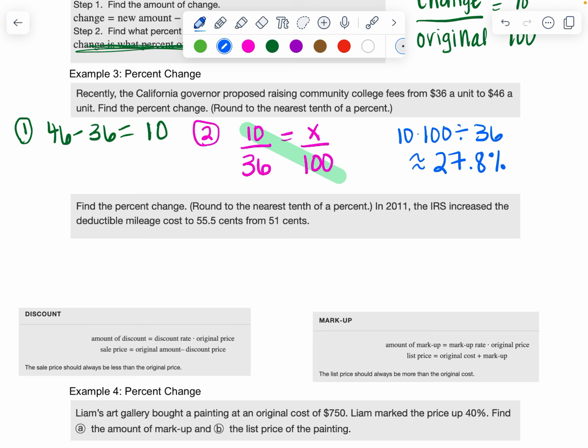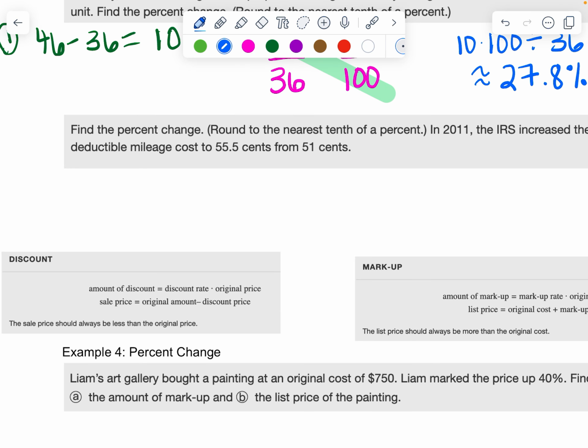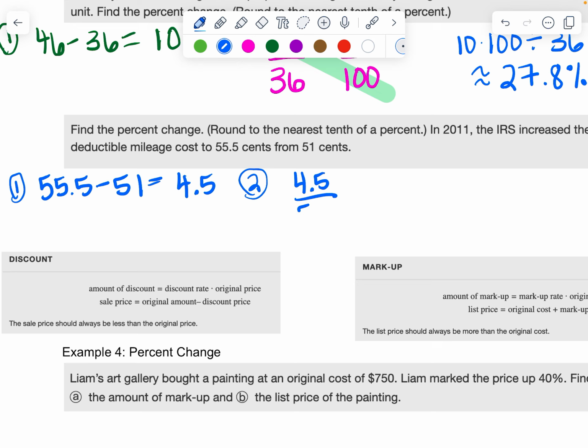In 2001, the IRS increased the deductible mileage to 55.5 cents from 51 cents. So finding the change, we take our new minus our original, and that has a change of 4.5 cents. We do our change divided by our original equals the percent out of 100. In this case, we're looking for the percent, so I called that X.